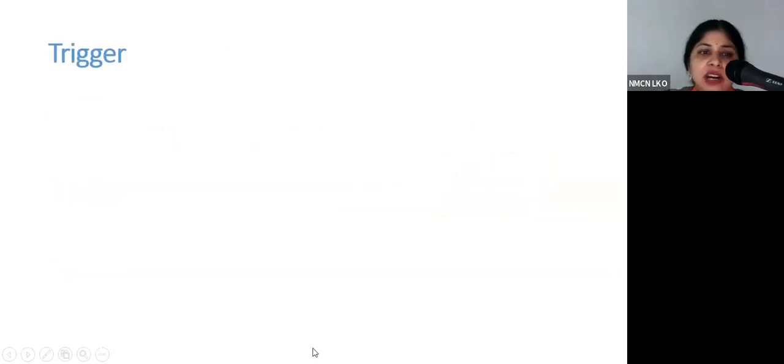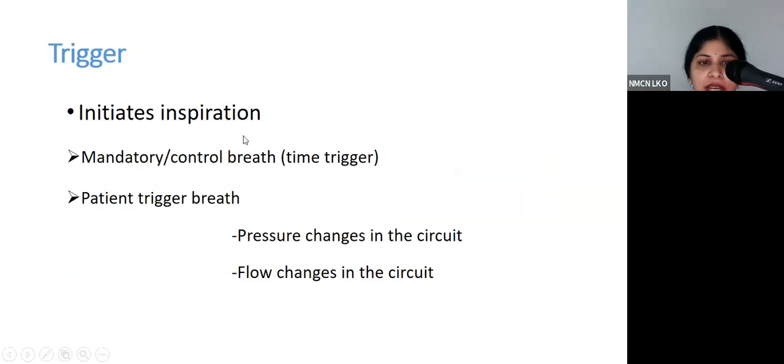So let us first start with the trigger. It initiates inspiration, and in a mandatory breath, most often it is a time-triggered ventilation. Like we have set a rate of 30, so every 2 seconds the machine knows that it has to give a breath. Every 2 seconds, I have to trigger. There are trigger windows, and every 2 seconds the machine would initiate a breath. Then there are patient-triggered breaths. We have to understand that these patient-triggered breaths always work on the basis of a flow sensor.